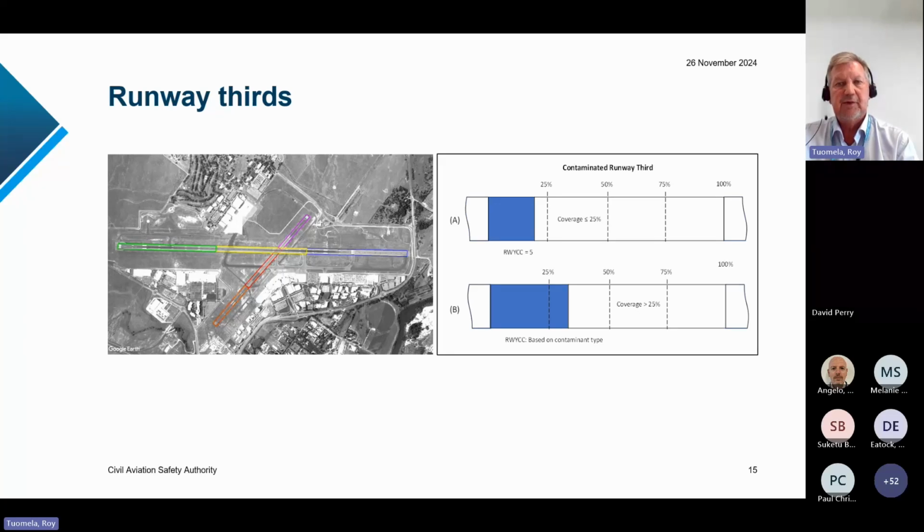So this is a description of a runway divided. Sorry, I do have a question. Sorry, go ahead.